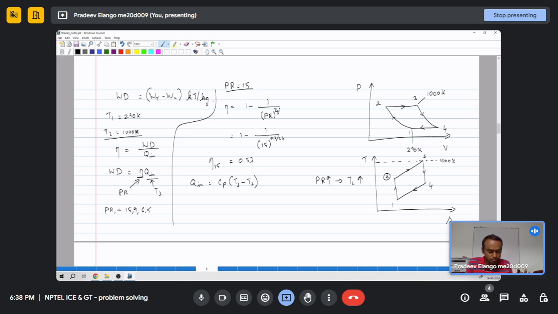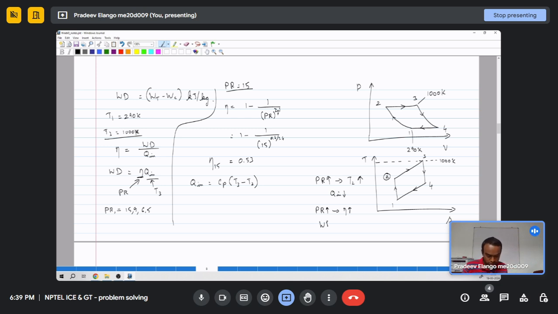Are you able to follow me? Yes, sir. If pressure ratio goes high, T2 will go high. Then Q in will be limited. Q in will go down. But if pressure ratio is higher, efficiency will be higher. That is what we have seen from the relation 1 minus 1 by pressure ratio power gamma minus 1 by gamma. So there is a balance between these two.